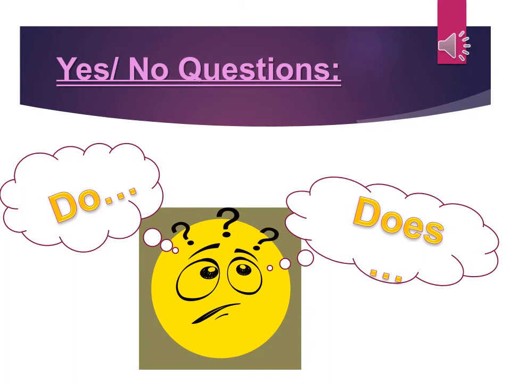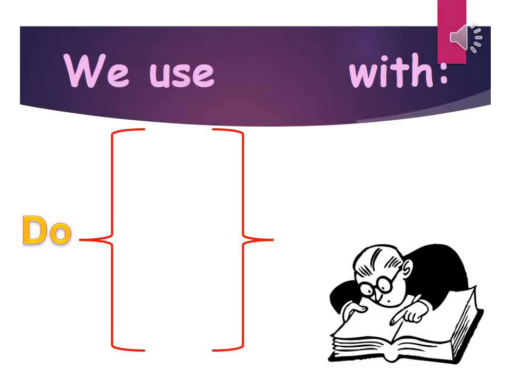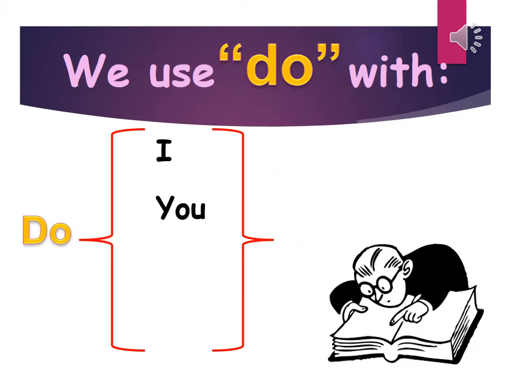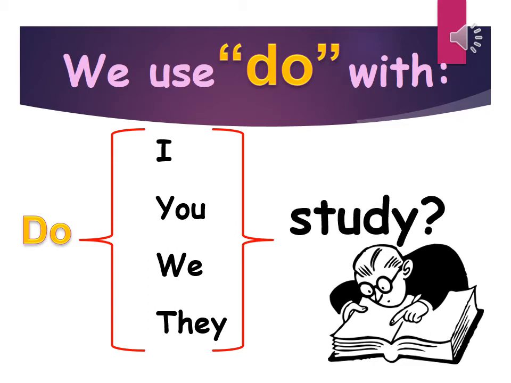To form yes or no questions, we use do and does. We use do with I, you, we, they. For example, do I study? Do you study? Do we study? Do they study?